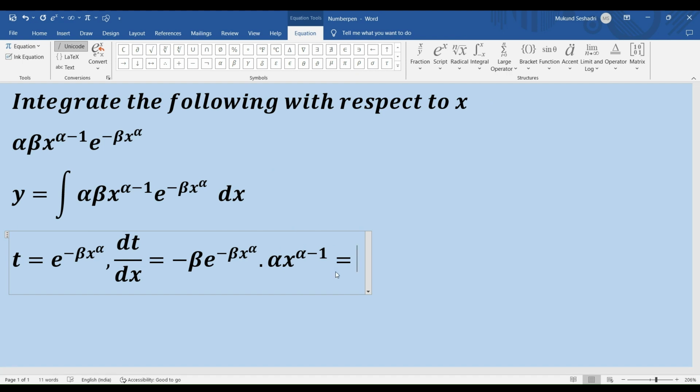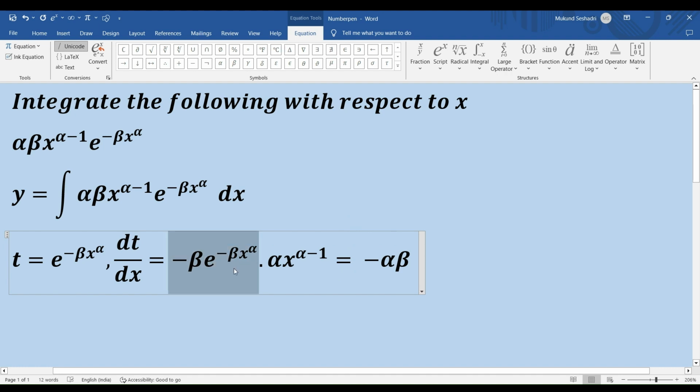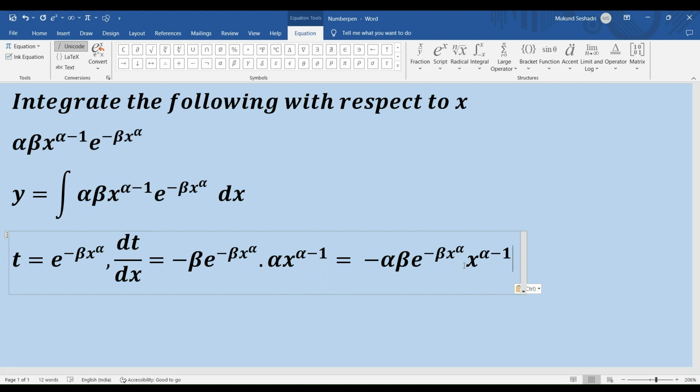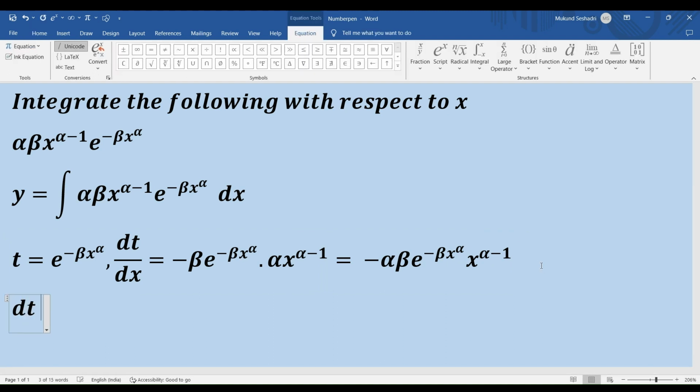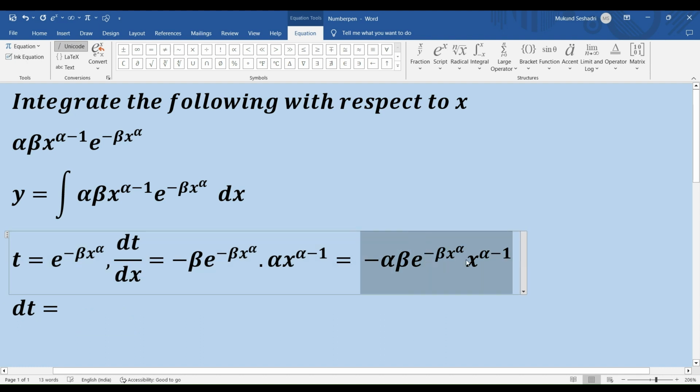Which means I can rewrite this as minus alpha beta. I pull out the alpha as well, and then I get my e to the power expression, e to the power minus beta times x to the power alpha, and then I have an x to the power alpha minus 1, right? So this is my dt by dx, which means I go to the next line, which means my dt equals dx times this expression, right?